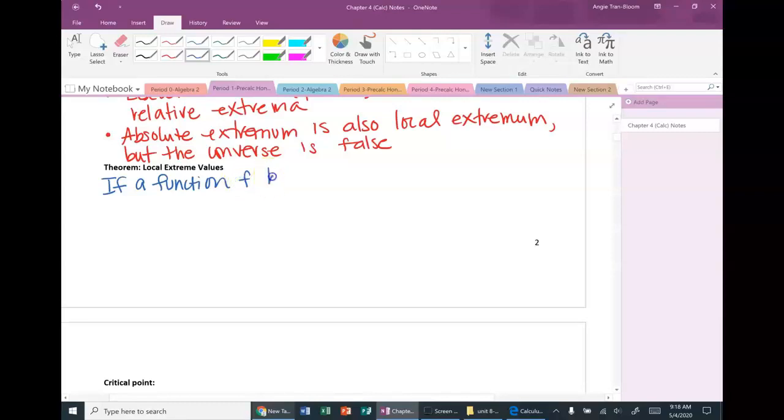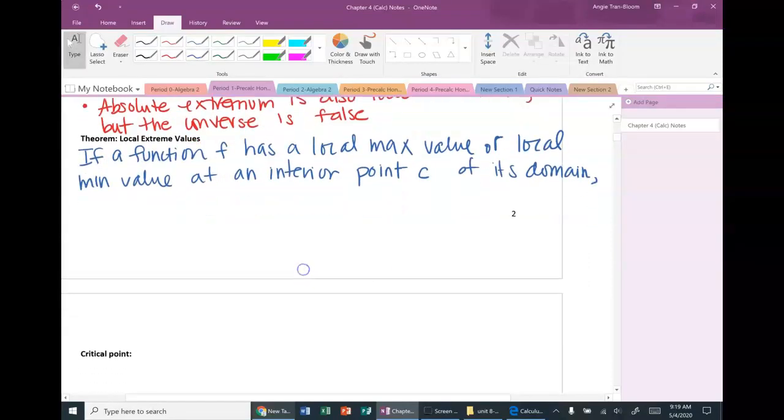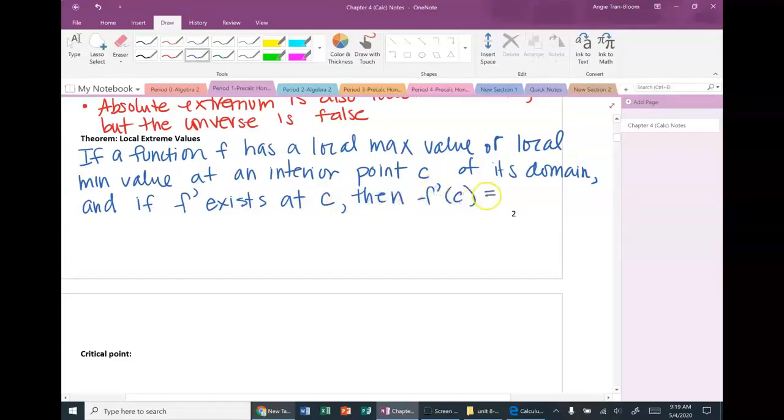If a function f has a local max value or local min value at an interior point c of its domain, and this is important, if f prime exists at c, that means at the same x location, then f prime of c equals 0.